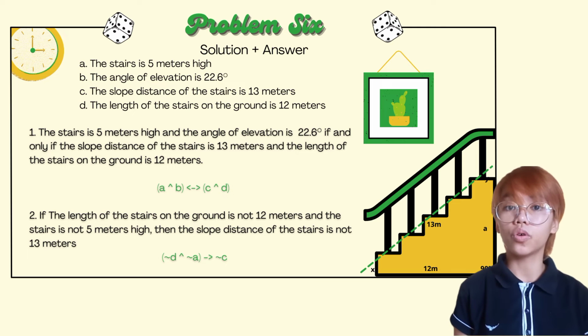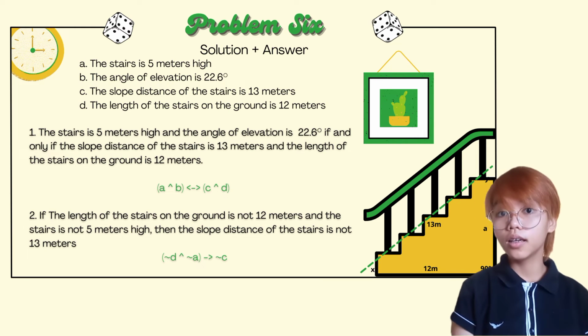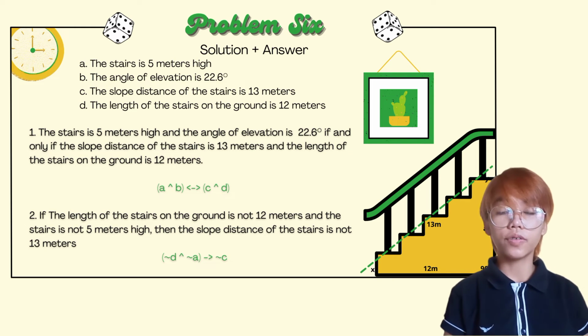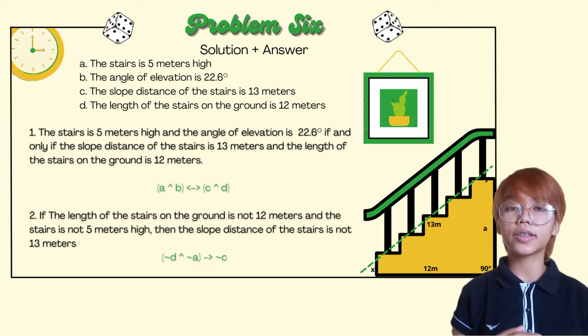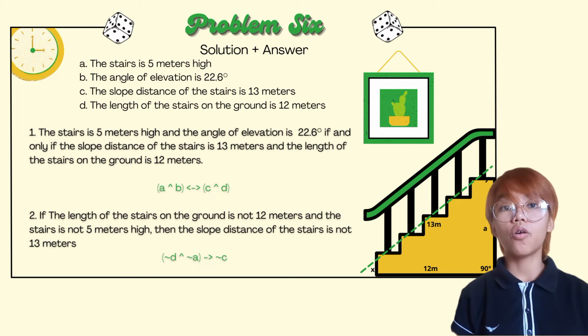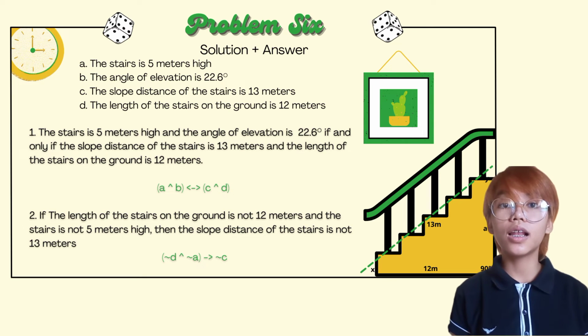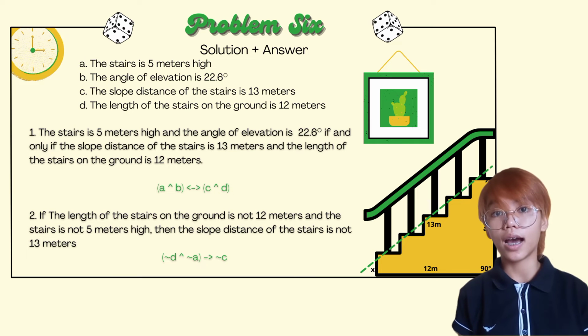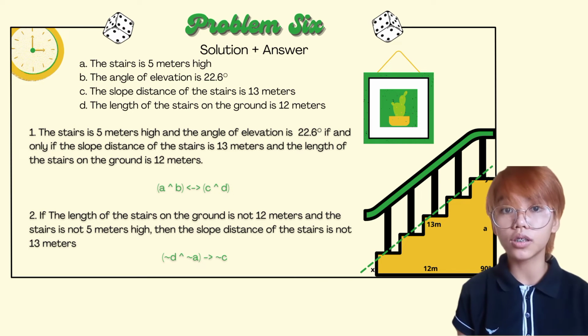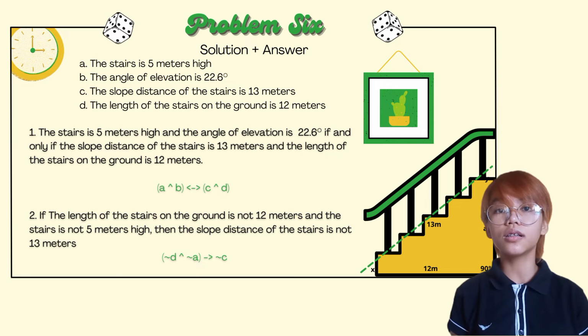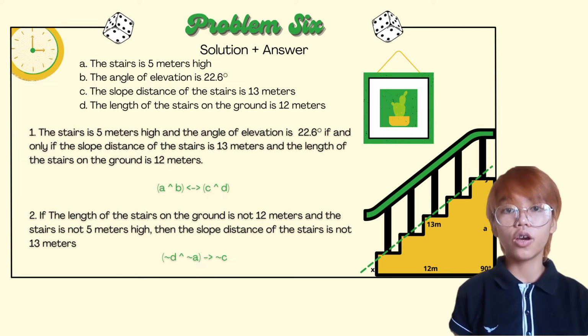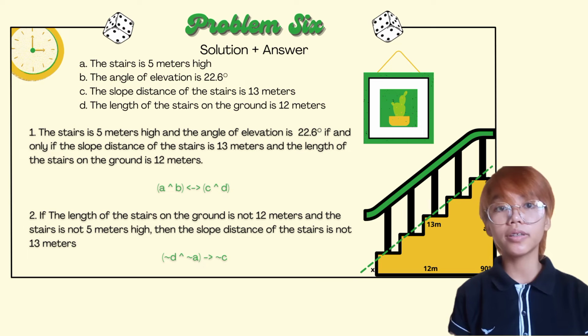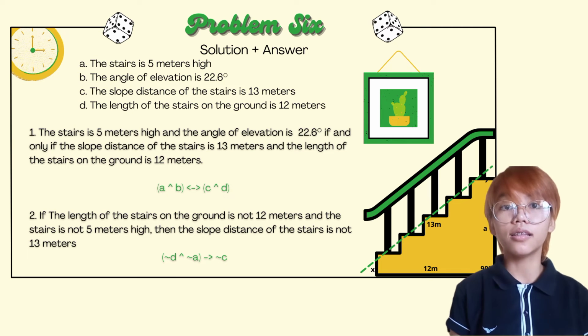Since the given uses the words "if and only if," we will use the caret and an arrow facing both sides. We have open and close parentheses A and B if and only if open and close parentheses C and D. Next, we have: if the length of the stairs on the ground is not 12 meters and the stairs is not 5 meters high, then the slope distance of the stairs is not 13 meters. Since the given uses the words "not" and "if then," we will use the symbols tilde, caret, and an arrow facing right. We have if open and close parentheses not D and not A, then not C.